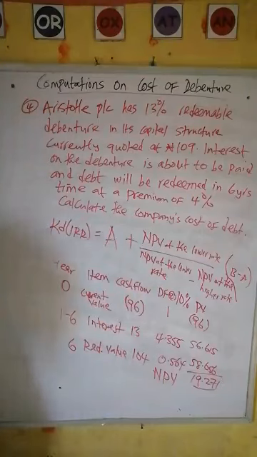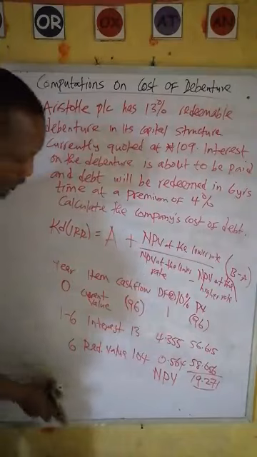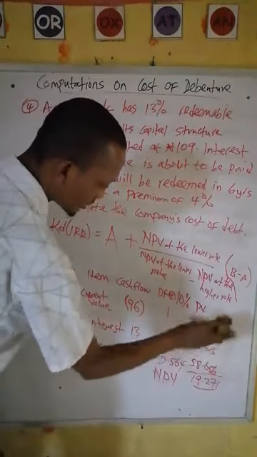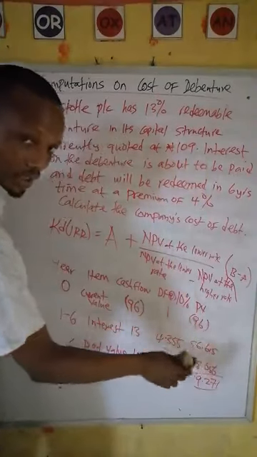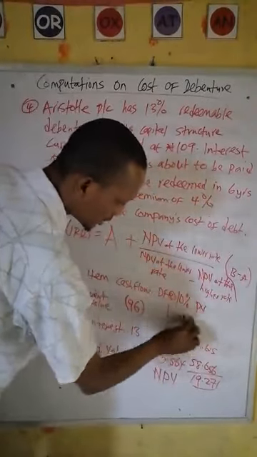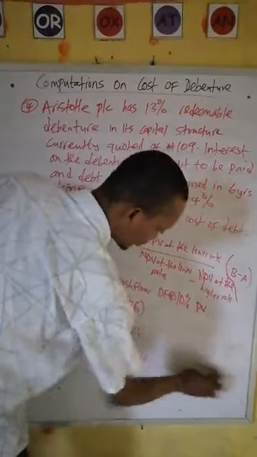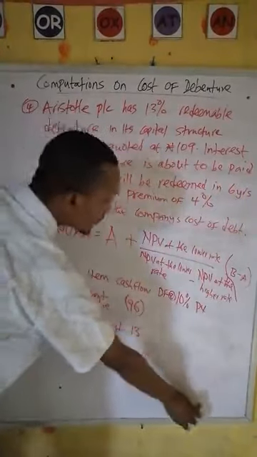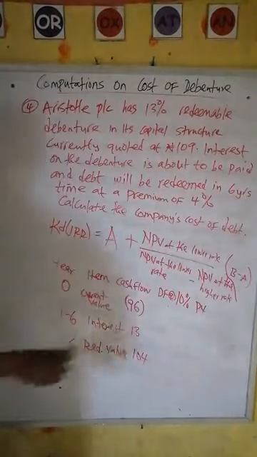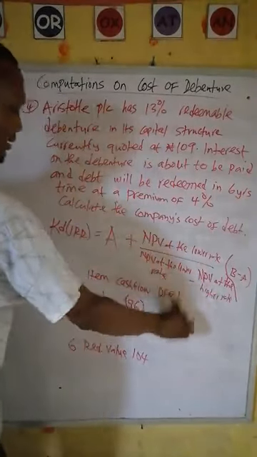The answer we got here is 19.271. So let's quickly look at it. Now we have this. Let's rub this out, so let this one go, but take note of the answer we have got in there. So let's now have this.